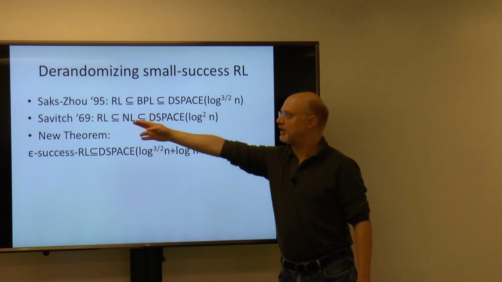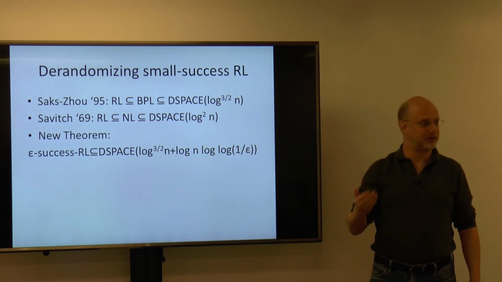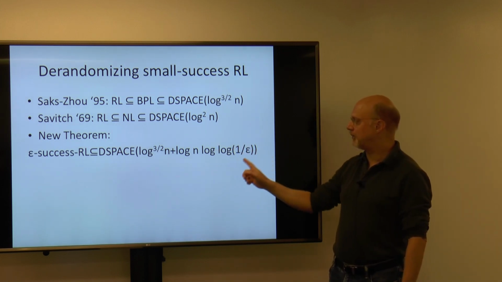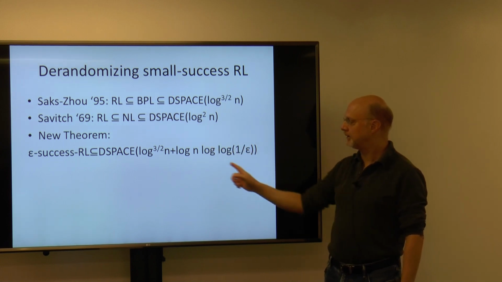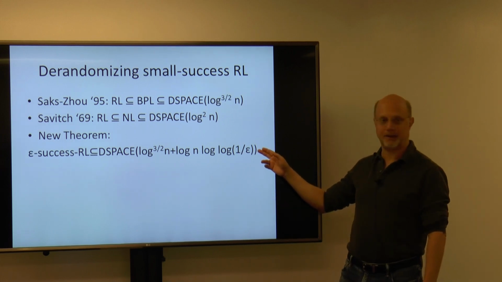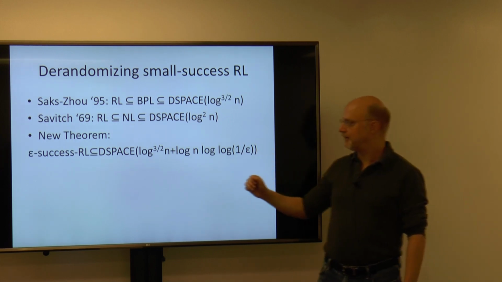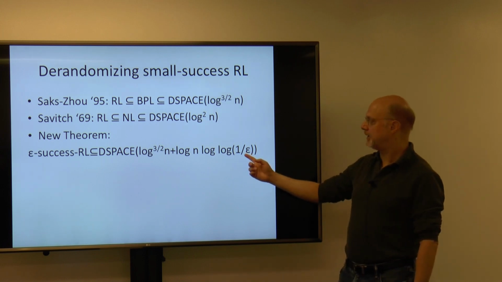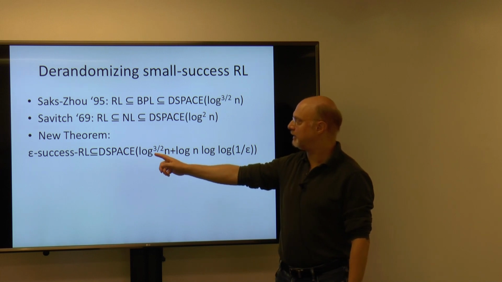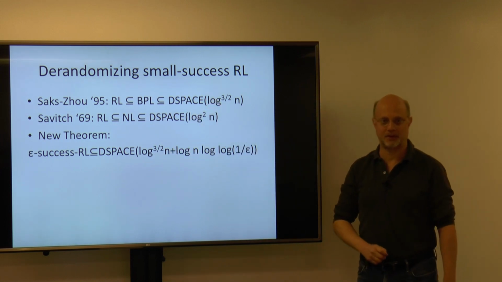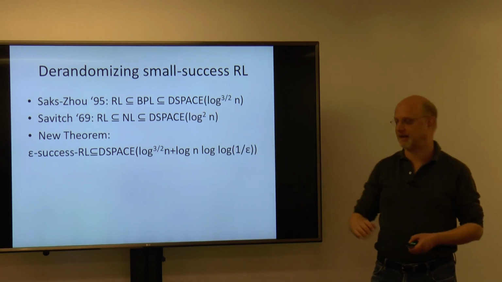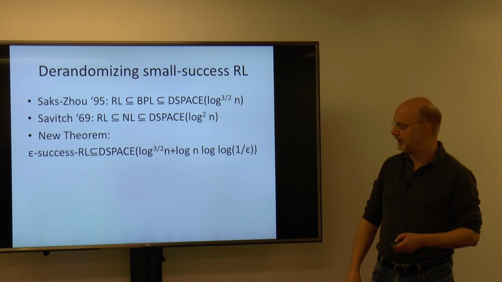In particular, NL corresponds to epsilon, which is, say, 1 over 2 to the n. So if epsilon is 1 over 2 to the n, after 1 log we get n, after 2 logs we get log n. So we get log squared n, and we recover Savage's theorem from here. And if epsilon is large, then this last term is small relative to the first term, and we recover Saks-Zhou. I mean, we actually use these two in our proof, but it's a way to interpolate.